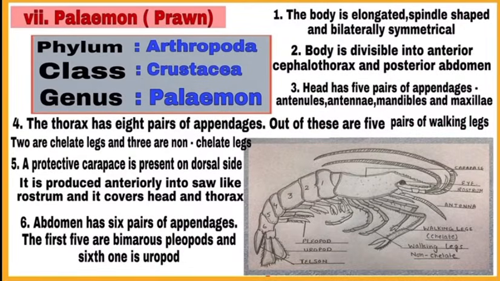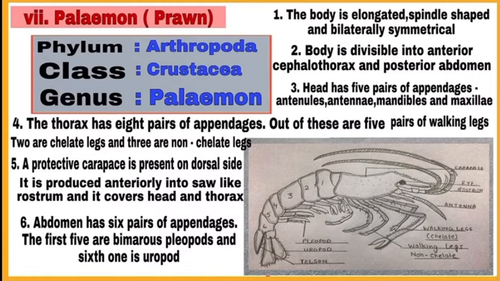Next, Palaemon or prawn. It belongs to phylum Arthropoda. Now see the characteristic features of prawn. Its body is elongated, spindle shaped and bilaterally symmetrical, and it is divided into anterior cephalothorax and posterior abdomen. The head has 5 pairs of appendages, and these appendages are antennulus, antennae, mandibles and maxillae.